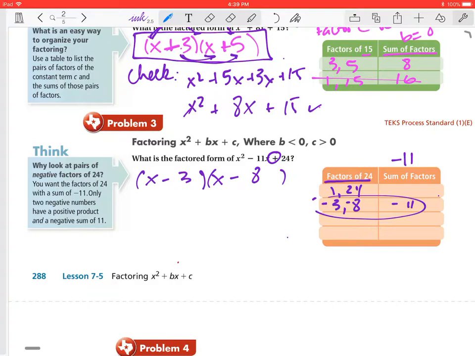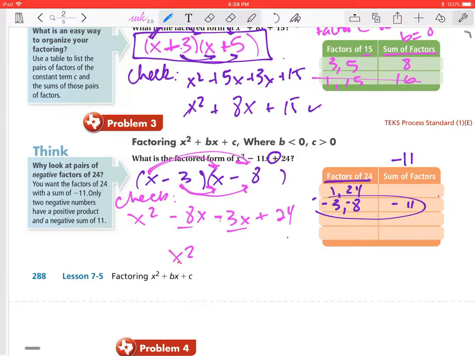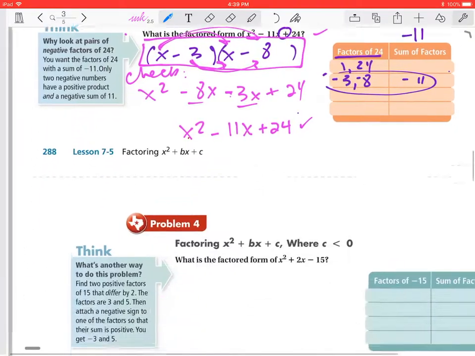Now again, here we want to go ahead and check. So let's check. x times x will give me x squared. We're going to FOIL. So this is my check. And x times negative 8 will give me negative 8x. Negative 3 times x will give me negative 3x. And then negative 3 times negative 8 will give me a positive 24. I'm going to combine like terms. So this is going to give me x squared minus 11x plus 24. That matches my original trinomial. So these, again, are the two factors of our problem number 3.